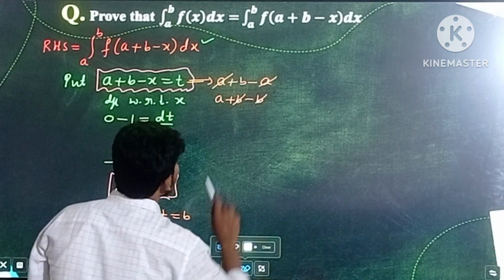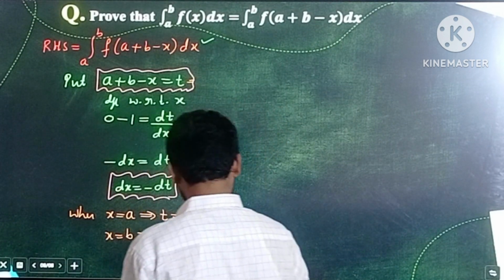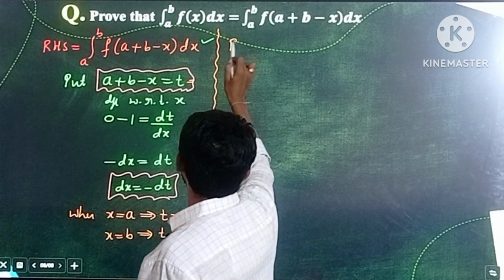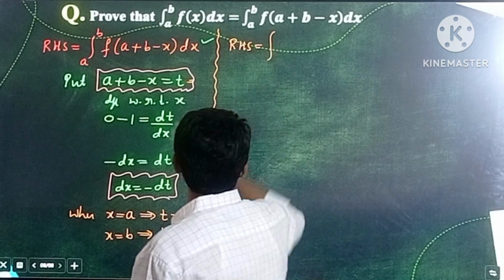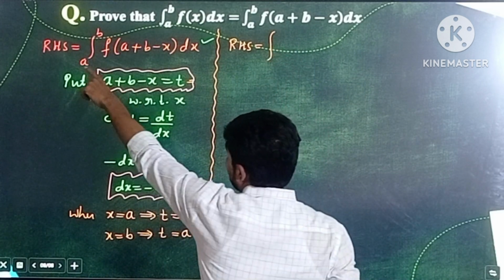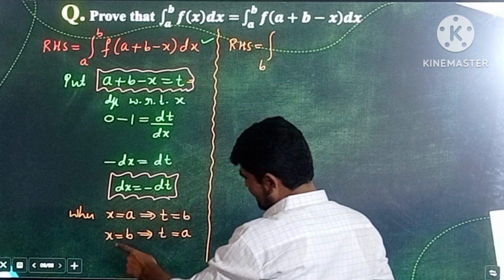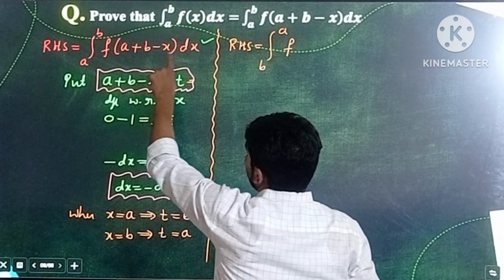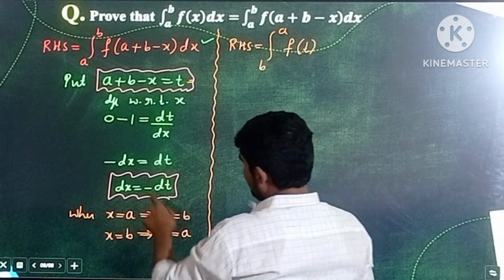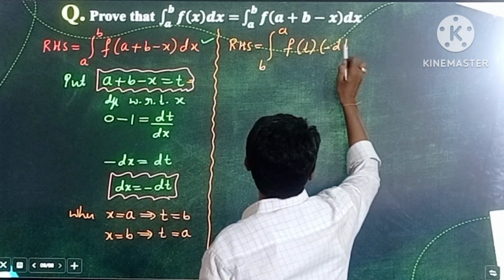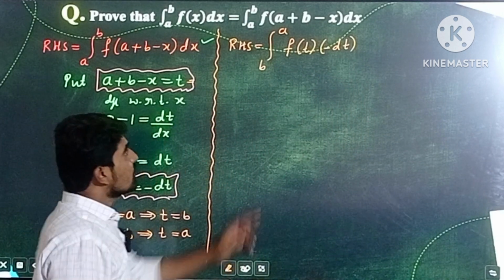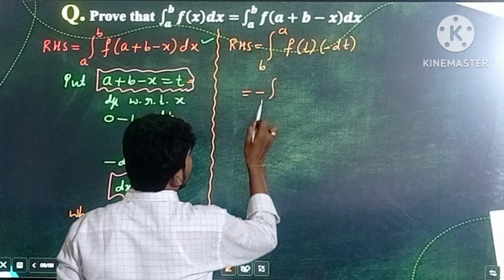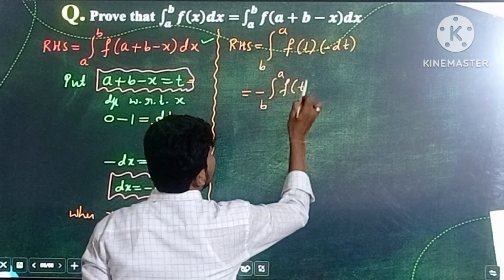I hope all of you are understanding. So by this substitution, we got the RHS equal to integration from, when x is a, t is b, and when x is b, t is a, of f of (a plus b minus x), which is t, and dx is minus dt. In the next step, I am going to take this minus outside the integral sign. Then we get minus of integration from b to a of f of t dt.